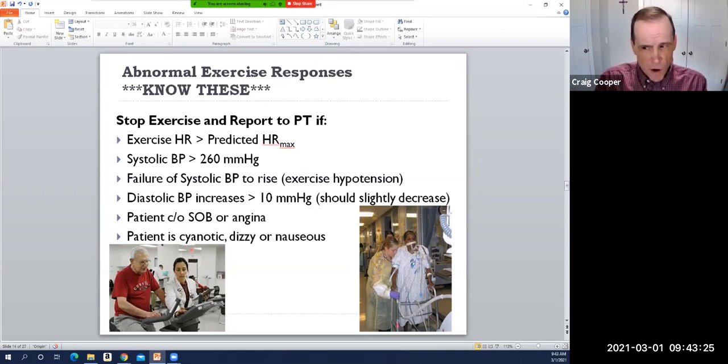Now, I will tell you, it is hard to accurately hear blood pressures when people are exercising. We're going to practice that a little bit in lab today. We'll do it a lot more next semester. Most of you, or a lot of you, are still getting comfortable taking blood pressure at rest in a nice quiet space.